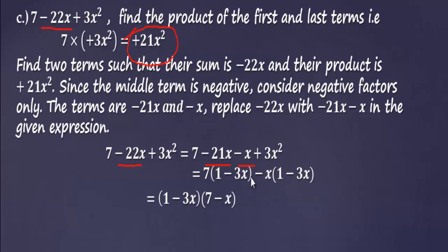Now you can see 1 minus 3x here and 1 minus 3x here are common. You can pick them up here, and 7 and minus x, that is here. This is the final expression. I believe you understand. Let's move on.